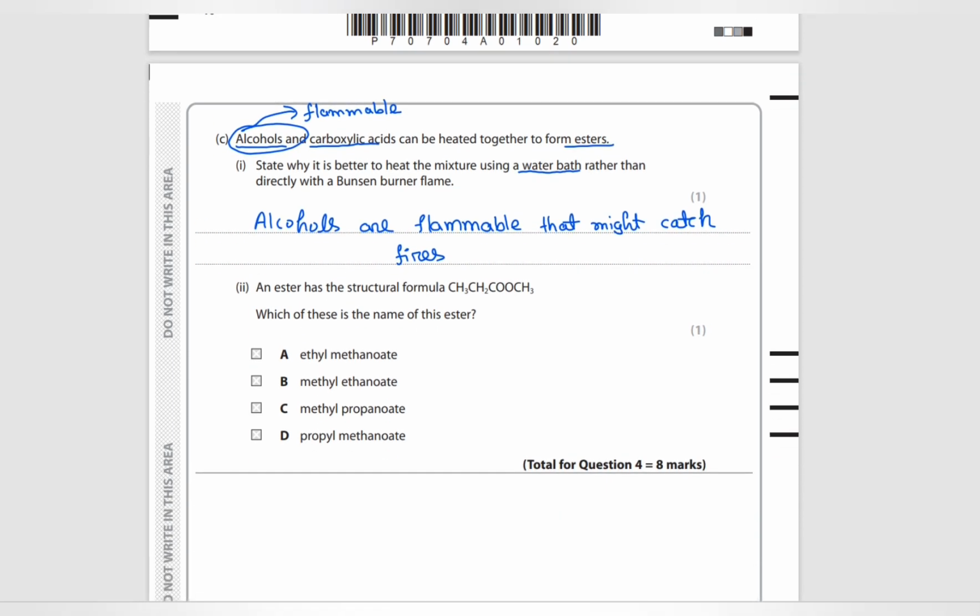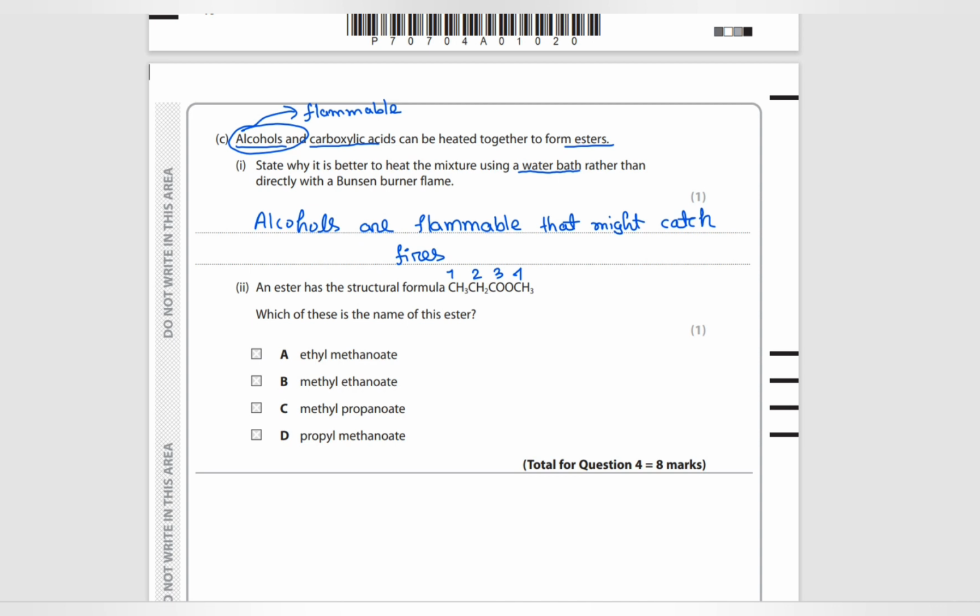Moving to part 2, an ester has a structural formula like this. Which of these is the name of this ester? First we are going to count the number of carbons. So 1, 2, 3, and then there's 4. But the fourth carbon is not directly attached to carbon number 3. It is attached to the oxygen.